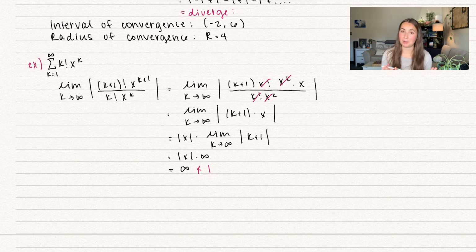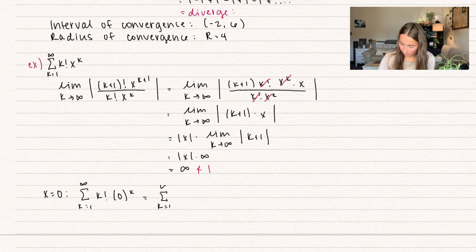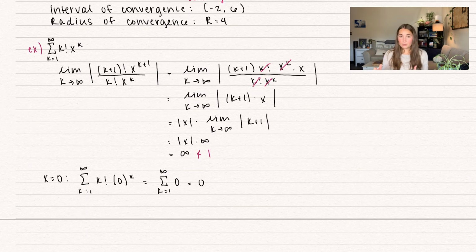The reason I say very many is because there is exactly one solution, and it's going to be when x is equal to 0. When you find that it's equal to infinity, we have to be careful for that specific 0 value. Because if I were to plug in x is equal to 0, we get the summation k equals 1 to infinity of k factorial times 0 to the power of k. This is just equal to the summation of 0, which when we add 0 up forever, is just equal to 0.